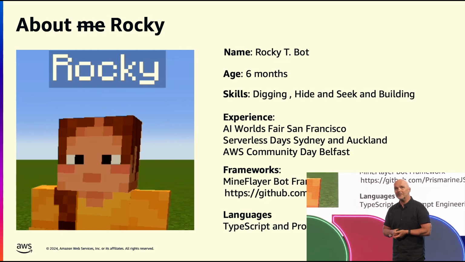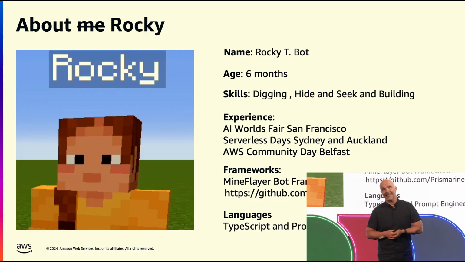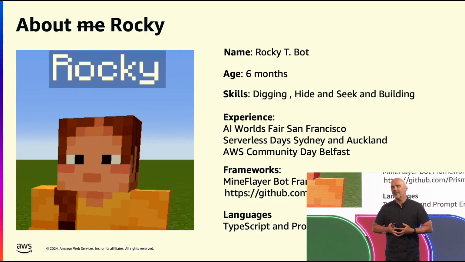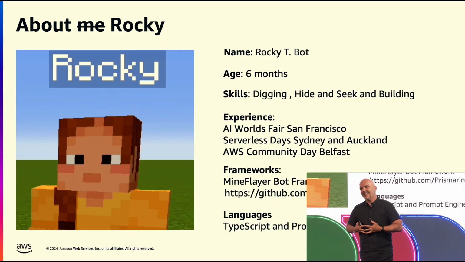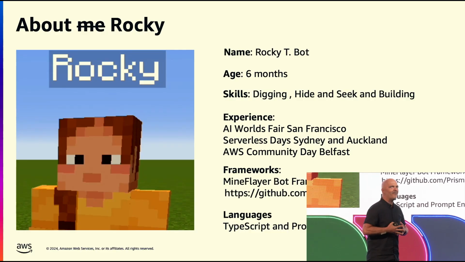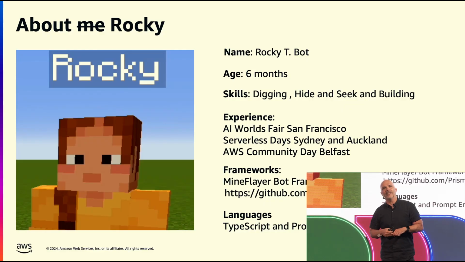Rocky is 6 months old. Skills are digging, hide and seek, and building. And Rocky has traveled well this year. Rocky has been at the AI World's Fair in San Francisco. That's where he may have taken that Waymo photograph. Serverless days in Sydney and Auckland, and many other places, including where I'm from, Belfast.